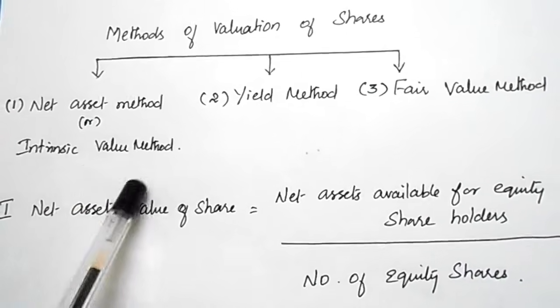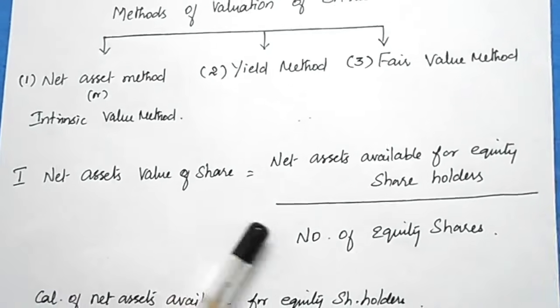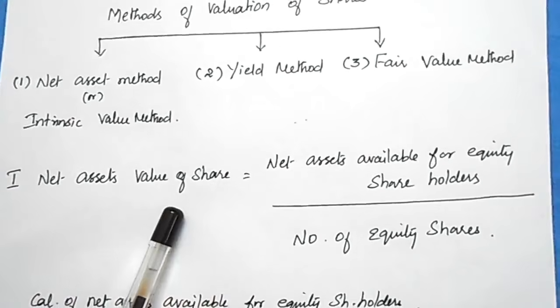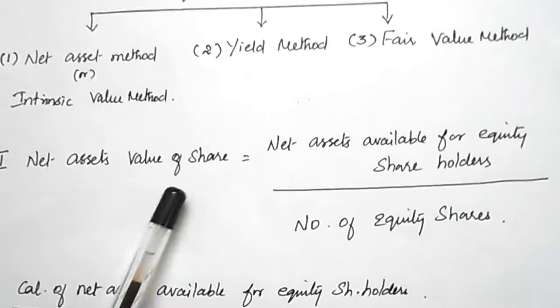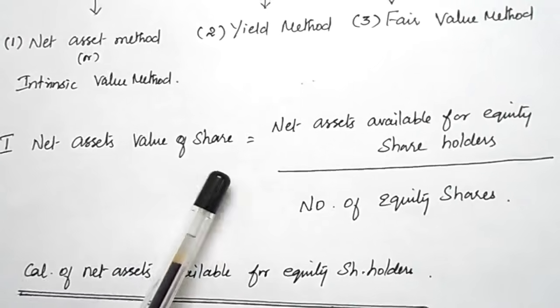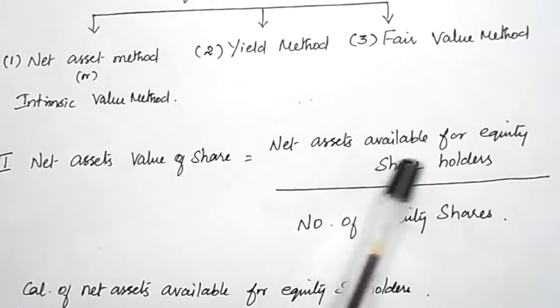Net asset value of shares. This formula is applicable when the company calculates the value of its shares based on the assets of the company. In that situation, this method is applicable, that is the net asset value method or intrinsic value method. The formula for this method is net asset available for equity shareholders.